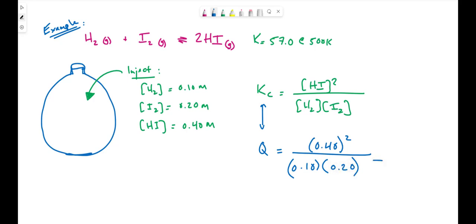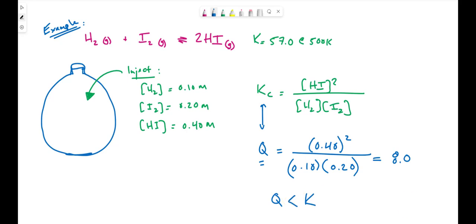So we can solve this to give us a reaction quotient, and then that reaction quotient can be compared directly to K to see where this system lies and whether it's going to proceed to reach K by increasing or decreasing the reactants. So the value for Q, if you compute this, is 8, and remember K is 57. In that case, the reaction quotient, which is just using the actual concentrations of stuff in this vessel, is less than K.